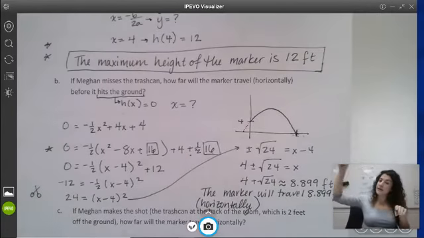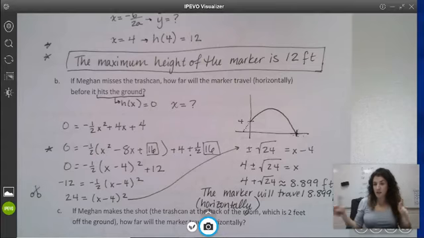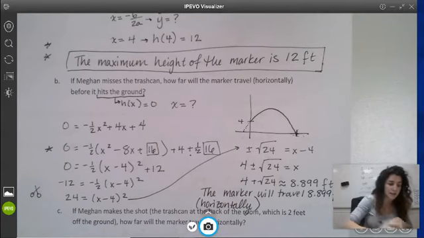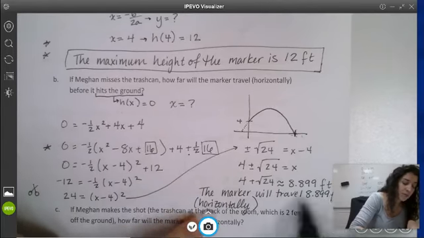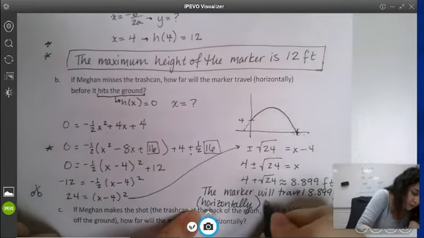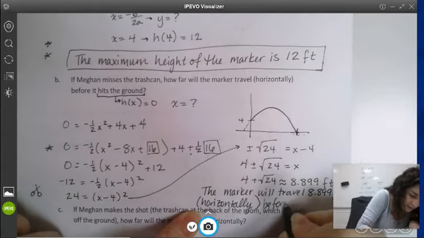Specifically horizontally, right? Because it's also made distances vertically, but really all we're talking about is the horizontal change that it's made. The marker will travel 8.899 feet horizontally before hitting the ground.